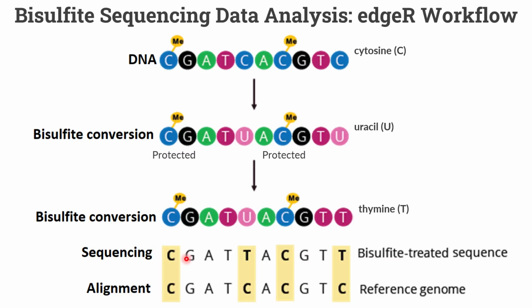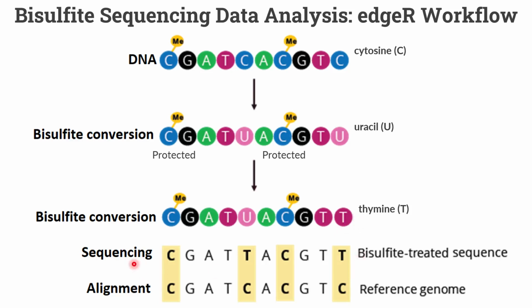You can see here is the sequence after the bisulfite treatment. The methylated cytosine will remain as C during the sequencing, but the unmethylated cytosine will be sequenced as thymine.